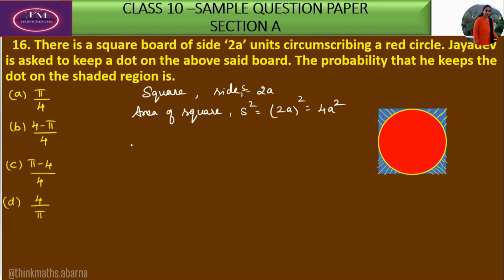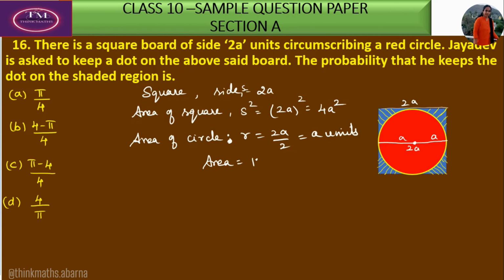Now we have to find the area of the circle. So what is its radius? Here all sides are 2a units, so the diameter is 2a. If we keep a point at the center, this makes a plus a. So the radius r is equal to 2a by 2, which is a units. So the area of the circle is pi r square, which is pi a square.